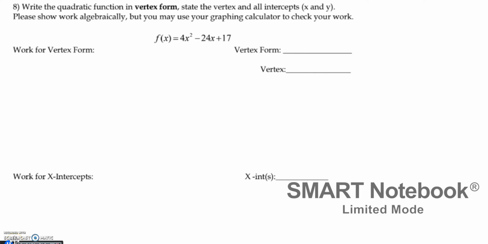Hello everybody, welcome to Cumulative Review number 17, and let's start here with number 8. Write the quadratic function in vertex form, so we need to complete the square so that we can see the vertex. We want to find all x and y intercepts.